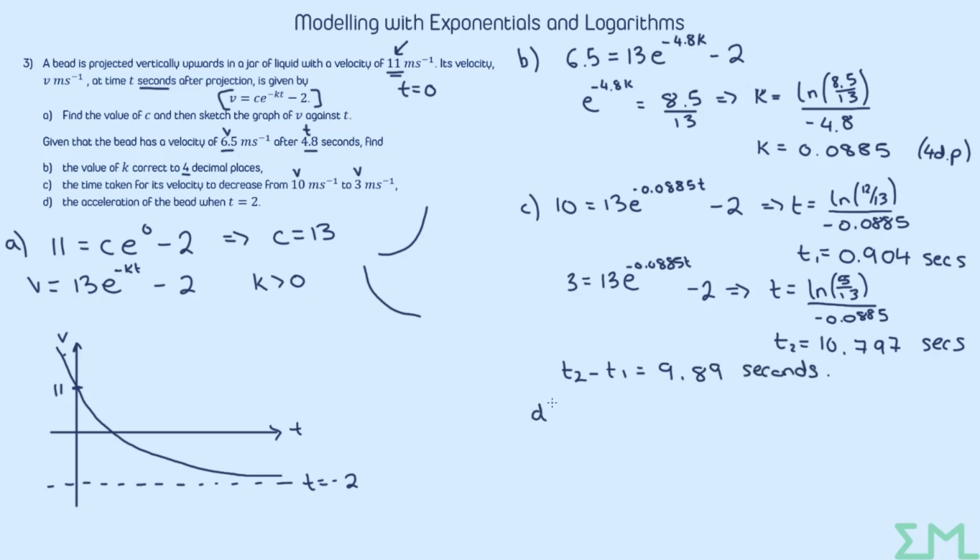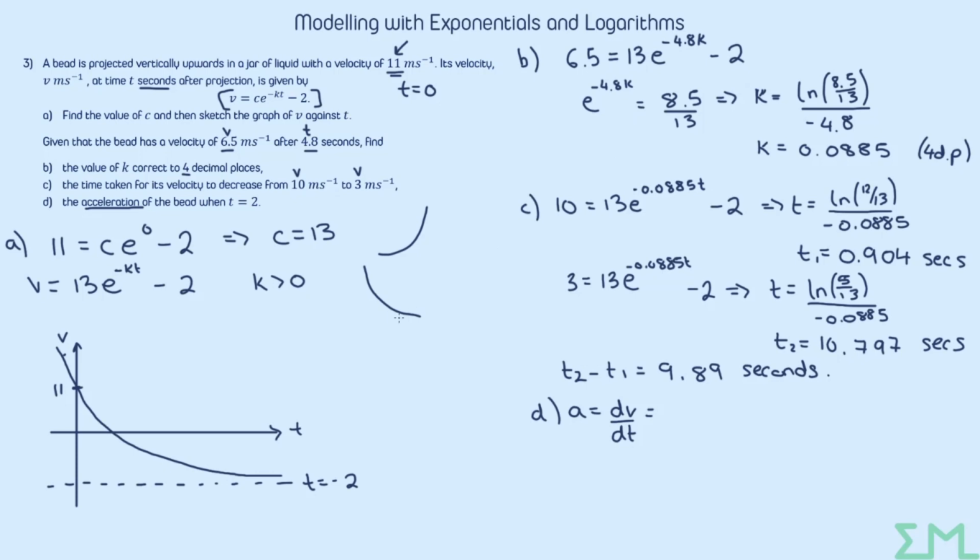Okay, and then finally part D. Okay, so this actually is quite a bit of mechanics in it, this question. The acceleration of the bead. So this requires you to know, or at least think about the fact that acceleration is the rate of change of velocity. Okay, so acceleration is dv by dt. So this really is just to differentiate the exponential function.